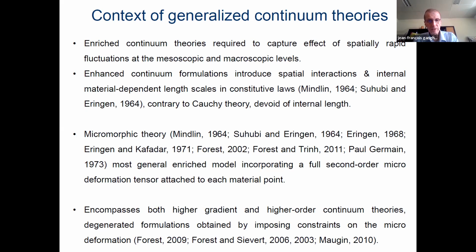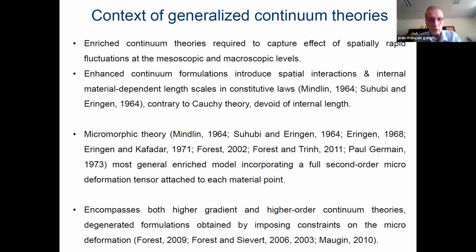So micromorphic theory is the most general model that incorporates, in fact, a full second-order micro-deformation tensor, which means that each material point, in addition to being able to translate in space, is also able to deform on its own, and not only due to interaction with neighboring points. And so this micromorphic theory was developed in the early 60s by Mindlin, Eringen, and followers. Also, there is a nice paper by Paul Germain in the early 70s.